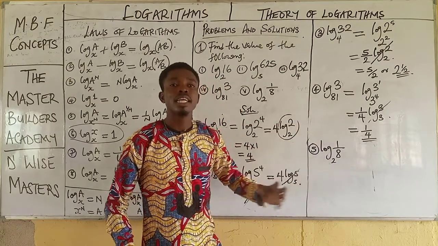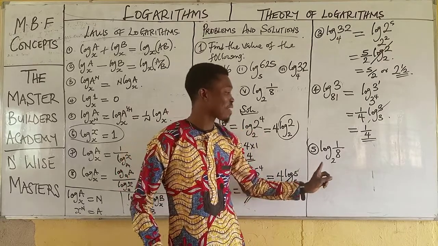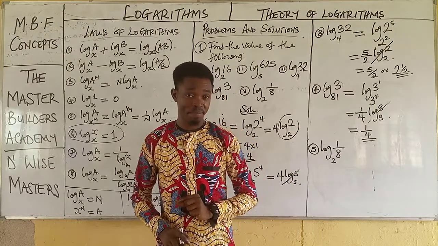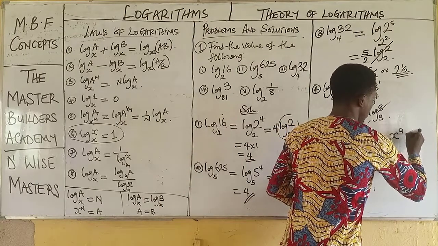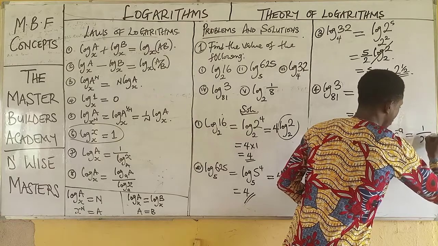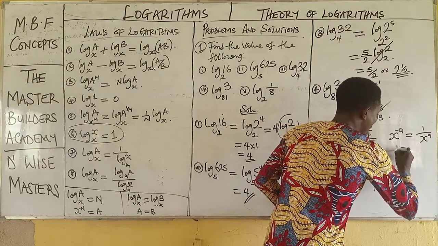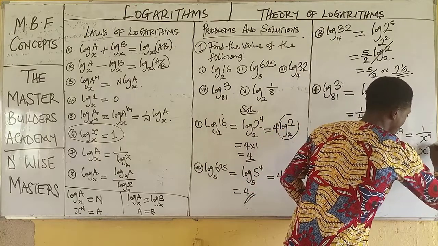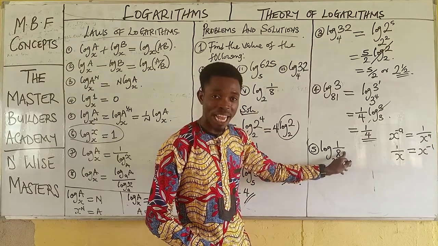Don't forget, you can always make use of the laws of indices anytime. Here, you can make use of the fourth law of indices. Now, the fourth law of indices states that x raised to the power of minus a is the same thing as 1 over x raised to the power of a. So it therefore shows that if I have 1 over x, it can be expressed as x raised to the power of minus 1. So that is what we are going to apply here.